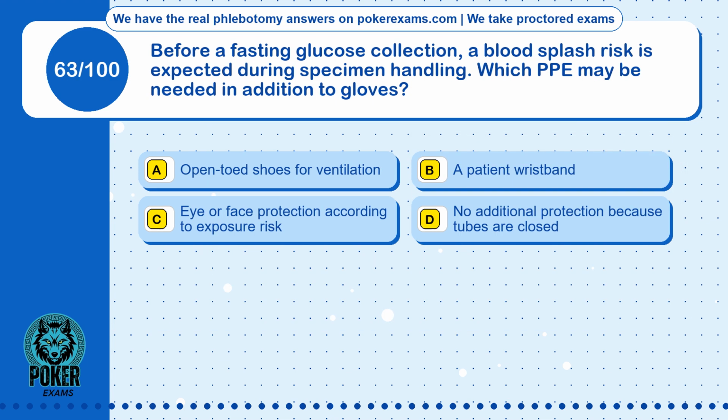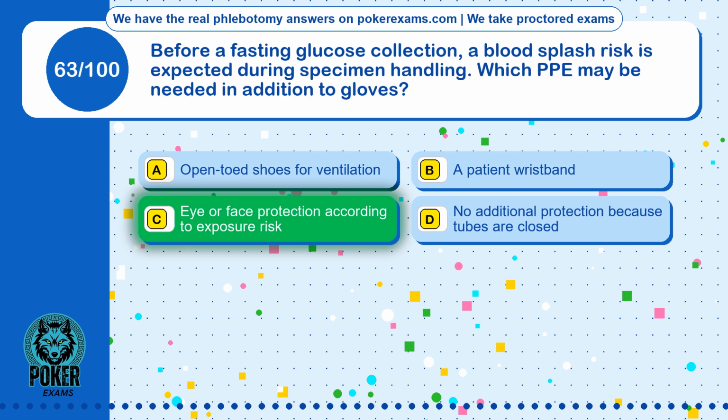Question 63. Before a fasting glucose collection, a blood splash risk is expected during specimen handling. Which PPE may be needed in addition to gloves? Option A, open-toed shoes for ventilation. Option B. A patient wristband. Option C, eye or face protection according to exposure risk. Option D. No additional protection because tubes are closed.